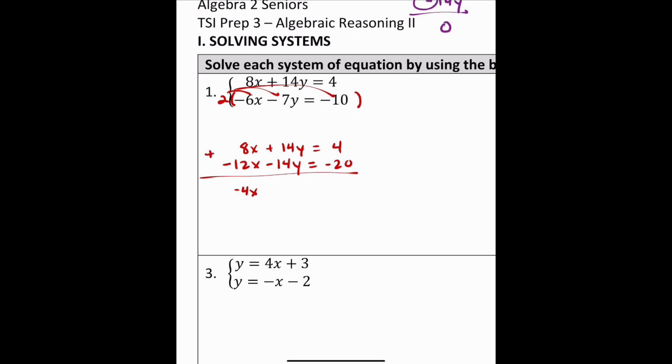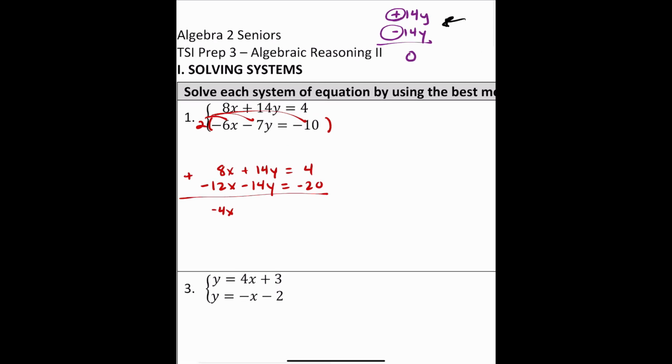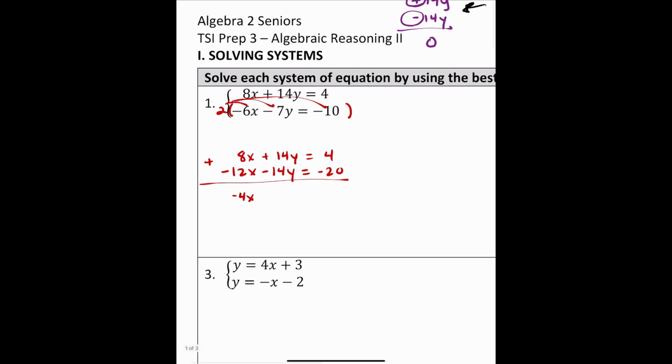Notice that we have a positive and a negative, and both of these are 14y's. So this is just going back to what we've talked about at the beginning. The positive and the negative, they're opposites. So if I have positive 14y and negative 14y, they'll cancel each other out and will give you 0. So in this case, this is 0. We don't have to write 0 because it's already implied. But we can go ahead and say, what is 4 plus negative 20? So 4 plus negative 20 is negative 16. Then we're going to go ahead and divide both sides by negative 4. So x is equal to positive 4.